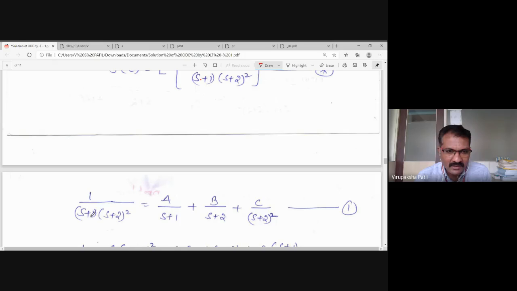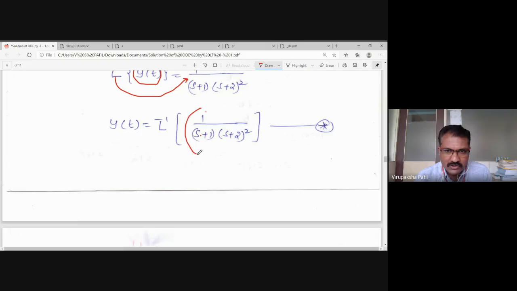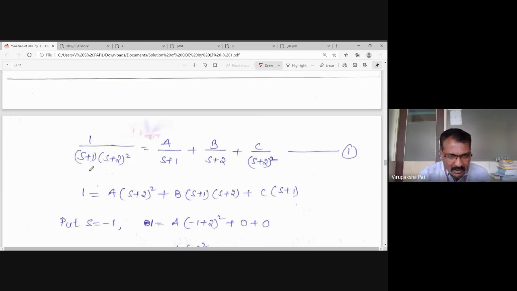So with respect to that, first you will resolve this proper fraction into partial fractions. We'll consider 1 divided by (s+1) into (s+2)². This can be written as a divided by (s+1) plus b divided by (s+2) plus c divided by (s+2)². Once you write this, as usual we have to take the LCM. (s+1) is already there. Out of these two, the highest factor is (s+2). So we multiply a with (s+2)².